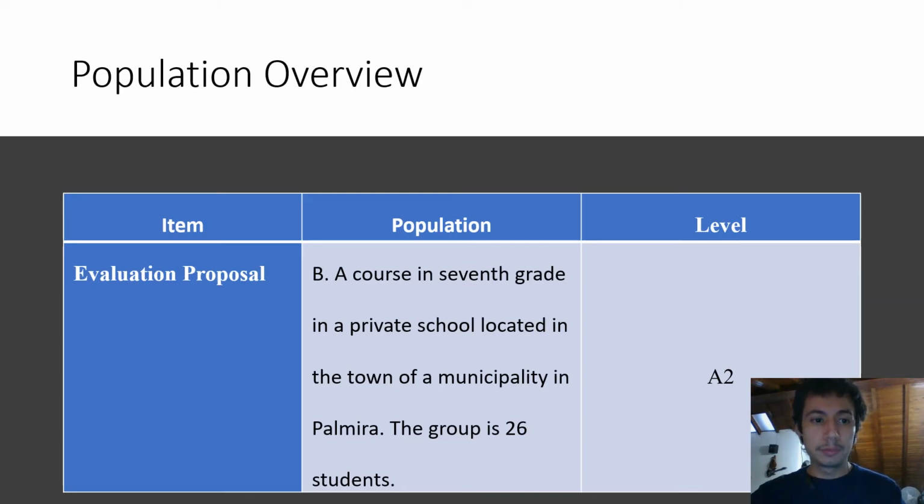Population overview. This proposal is focused on a certain population. This population is a course in the 7th grade in a private school located in the municipality of Palmira. The group is 26 students. As I was saying, I'm going to do the proposal based on this population, which is A2 level according to the CEFR.